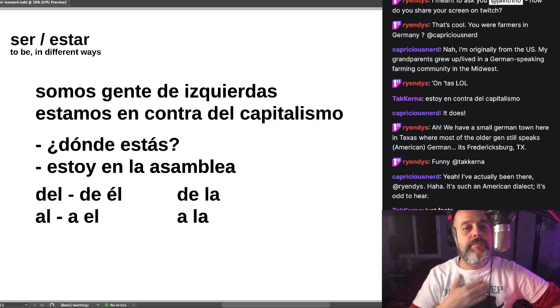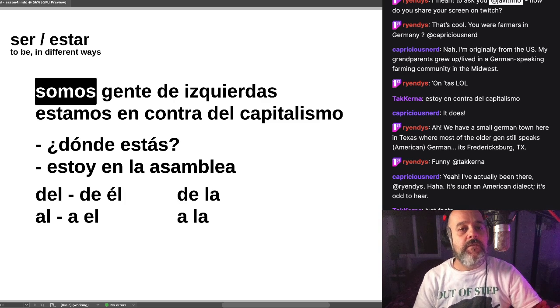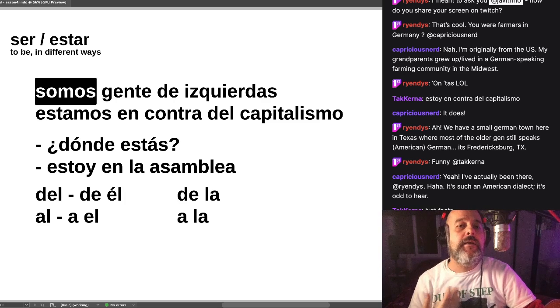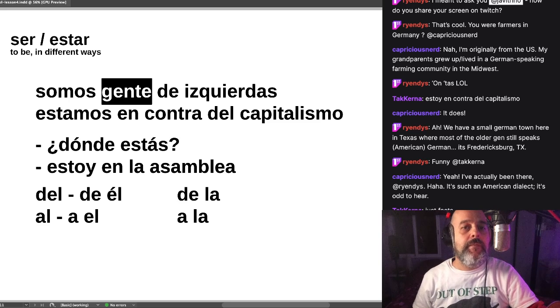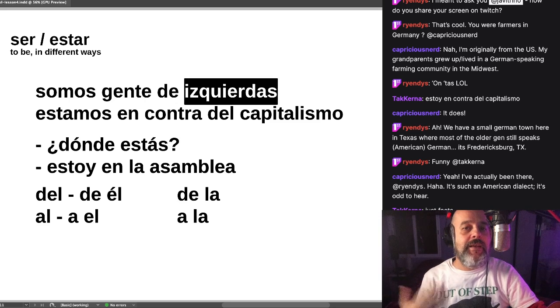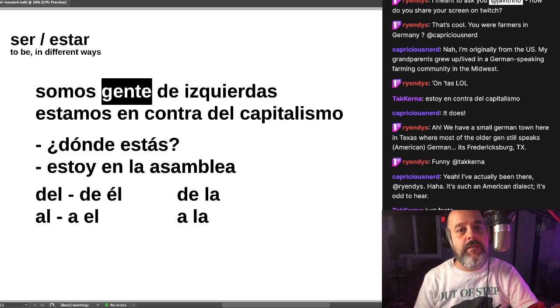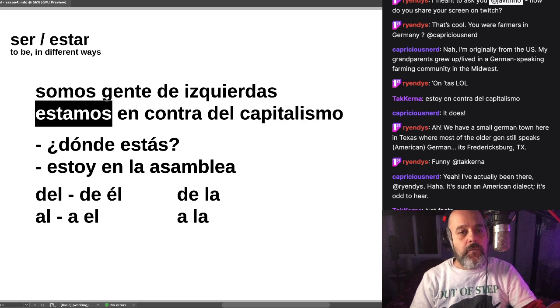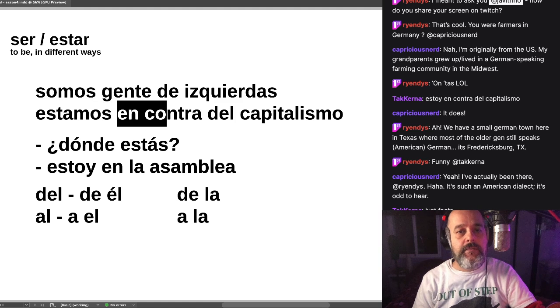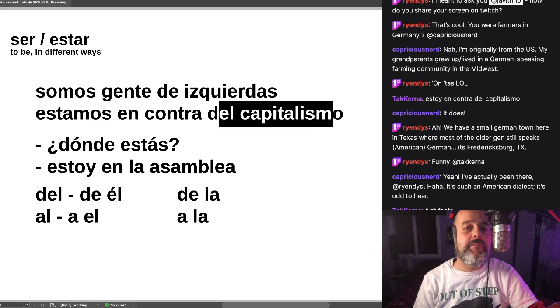Somos, we are. I'm gonna mark them. Somos, we are. Gente, people. De izquierdas, left-leaning. So we are leftist people. See how the grammar acts a little bit different? Like after the verb always comes the subject. Okay. Estamos, we are, en contra, against, del capitalismo. Capitalism. We're against capitalism.